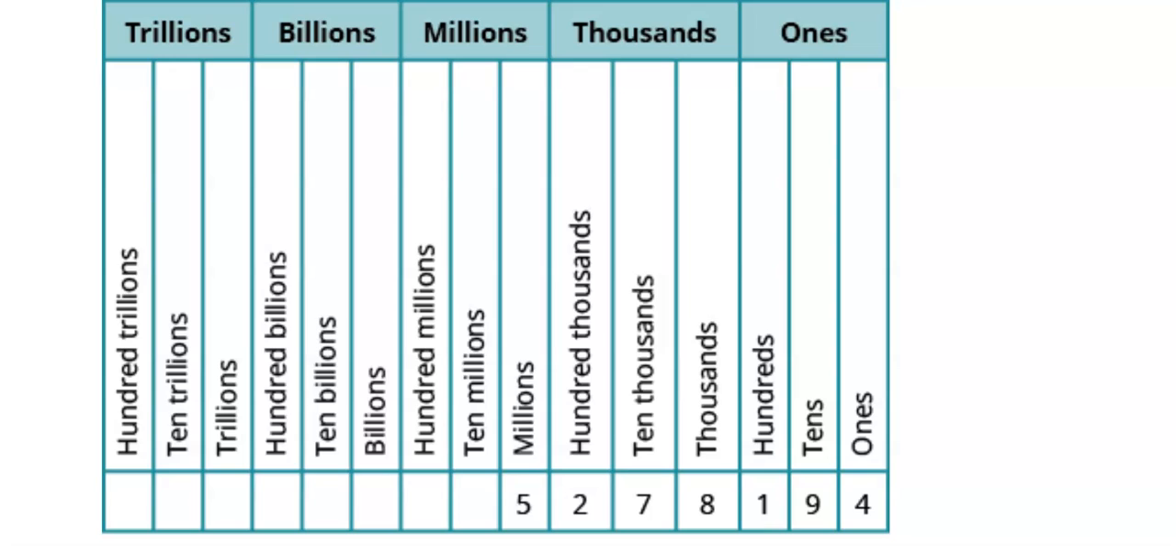So the 4 is under the ones, 9 under the tens, 1 under the hundreds, 8 thousands, 7 with the 10,000, and so on, right? Now if you look at it, you will be able to actually read it. Now this 5, what is the place value of 5? Millions, right? Millions is the place value. The place value for 2 is 100,000s. The place value for 7, 10,000s, and so on.